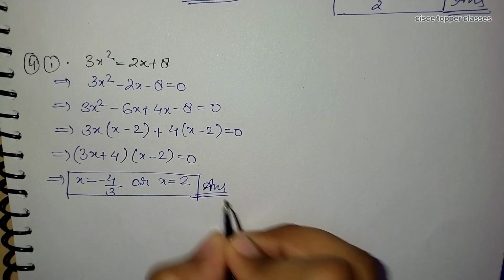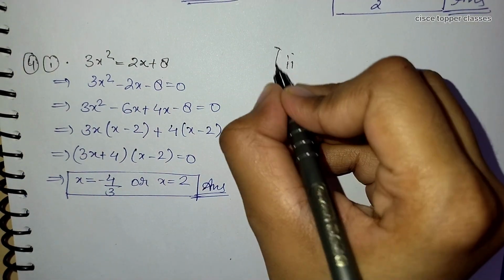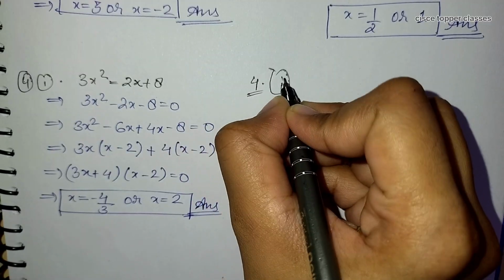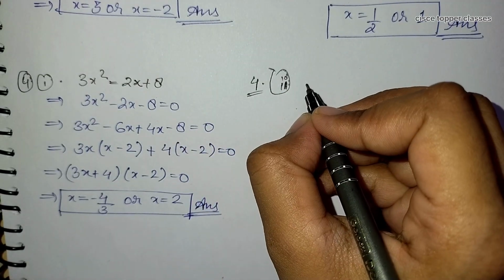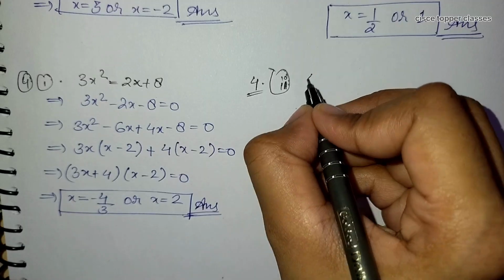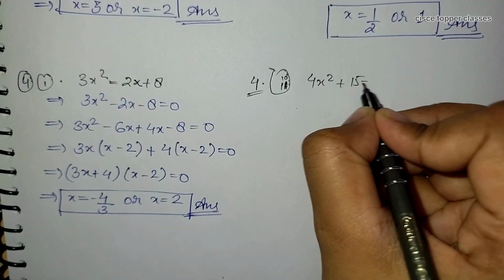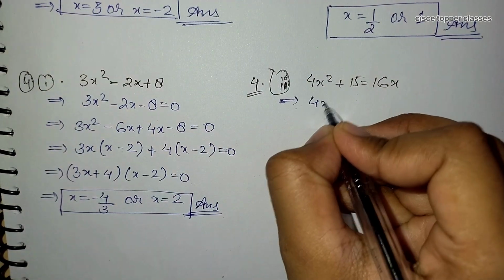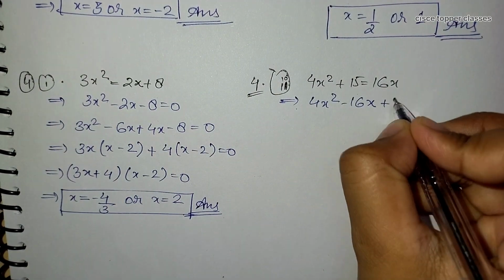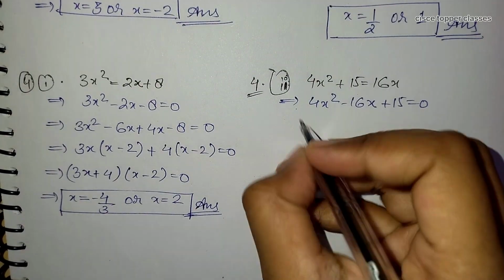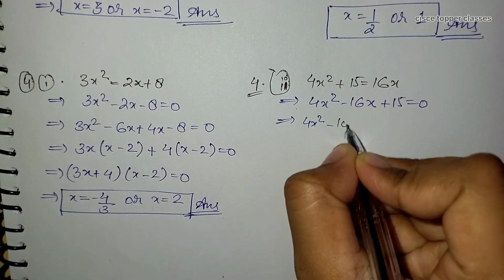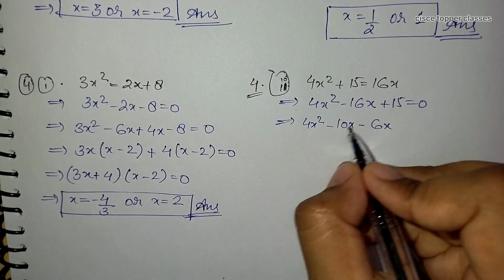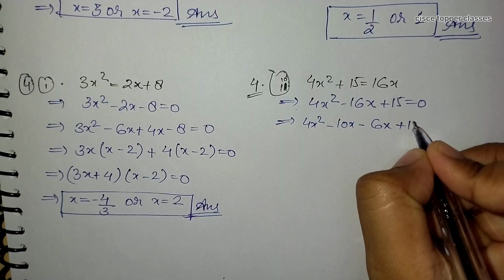Now the second part here is 4x² + 15 = 16x. So simply we can write this as 4x² − 16x + 15 = 0. Here we can write 4x² − 10x − 6x + 15 = 0, because on multiplying these we get 15 into 4 as 60 only, and on adding them we get 16.